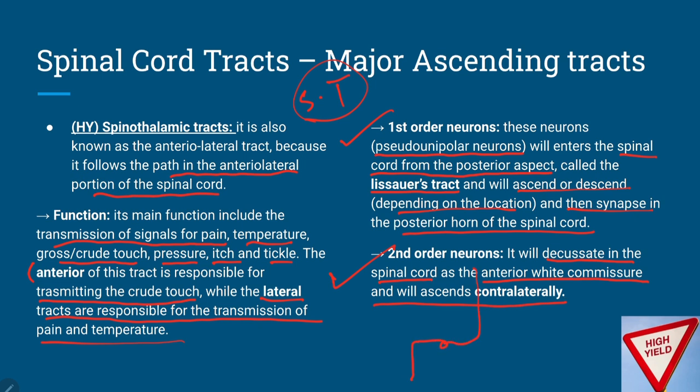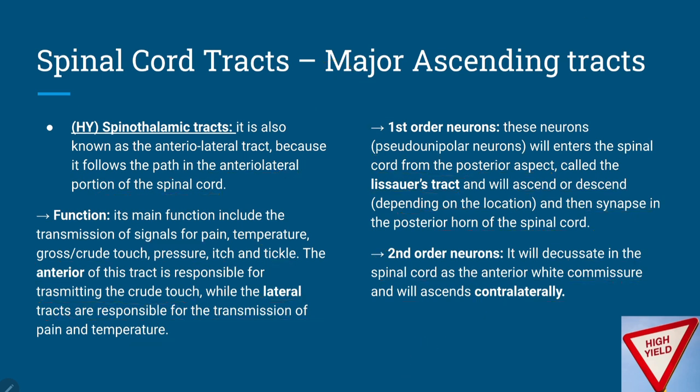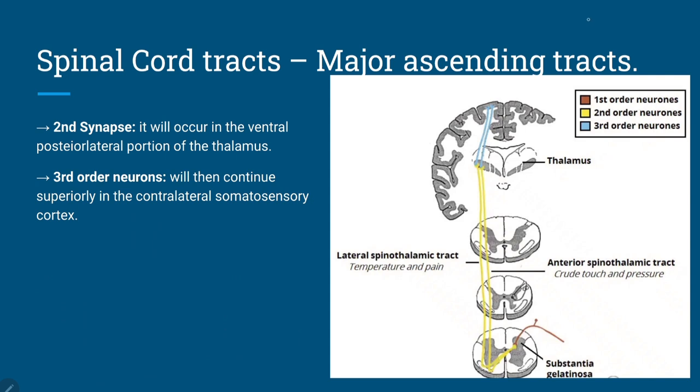Coming up, decussation, contralateral ascension. Then we have a second synapse. The second synapse will occur in the ventral posterior lateral portion of the thalamus, and the third order neuron will then continue superiorly to the contralateral somatosensory cortex.